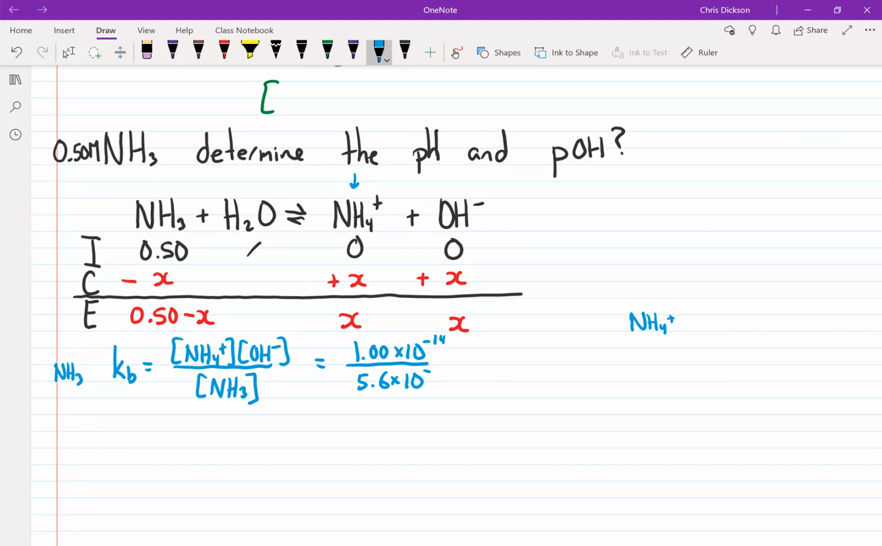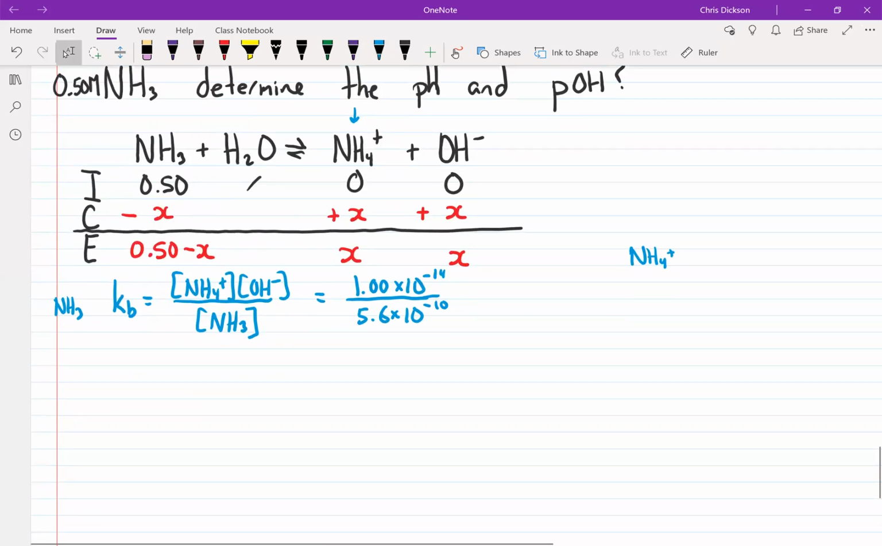10. Boy, we seem to be sticking with this minus 10 number a lot. So 5.6 times 10 to the minus 10, just double checking. Yep, looks good. Okay, so now I'm going to plug my numbers in. I'm going to say x times x is x squared all over 0.50 minus x equaling that number, but I'm going to be using my calculator down the road, so I'm just going to leave it like that fraction. So I'm going to go little ditto marks here, okay?